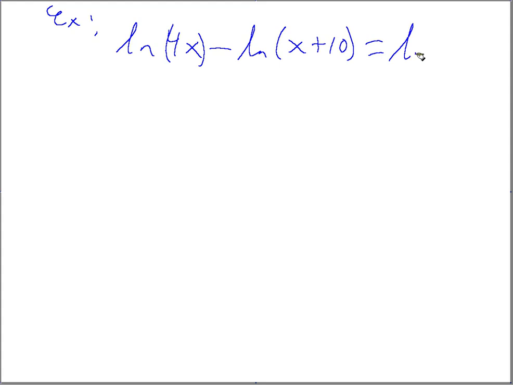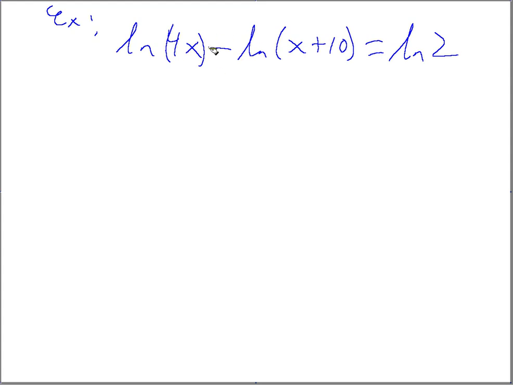What about, let's try ln of (4x) minus ln of (x + 10) equal to the natural log of 2, ln 2. All right. Now, how do I put these two logs together?